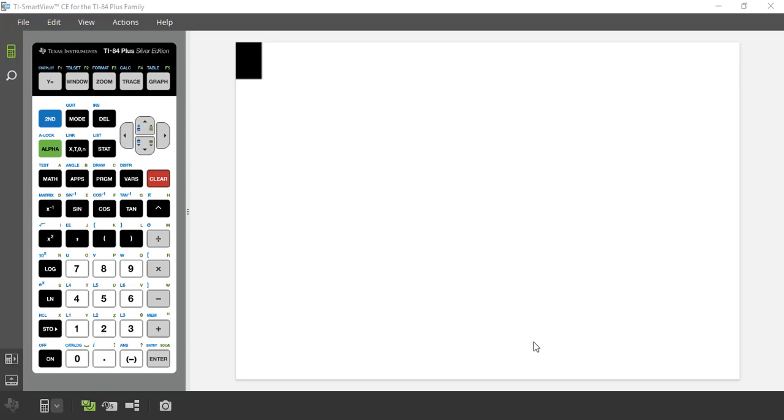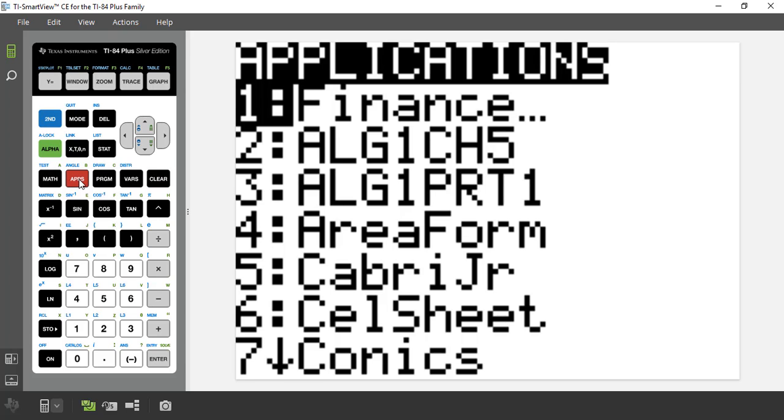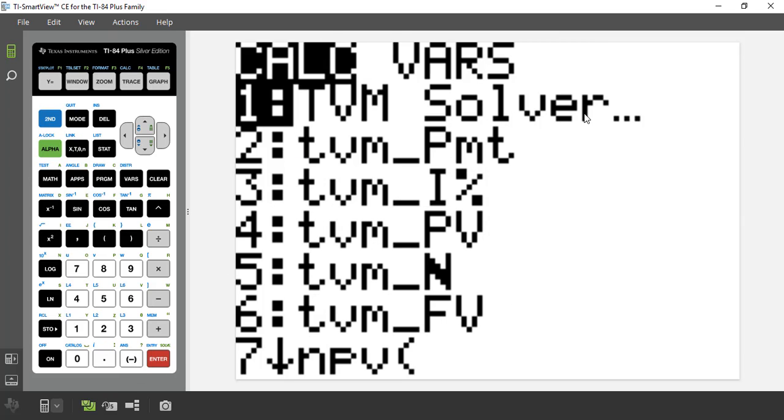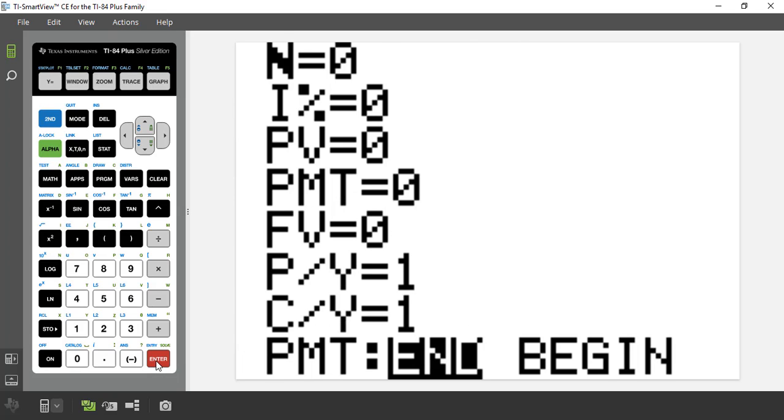In this video, I will show you how to use TVM Solver to solve amortization and annuity problems. First of all, we will go to this app. The first one, Finance, enter. TVM Solver, enter. So you could see these symbols for TVM Solver.